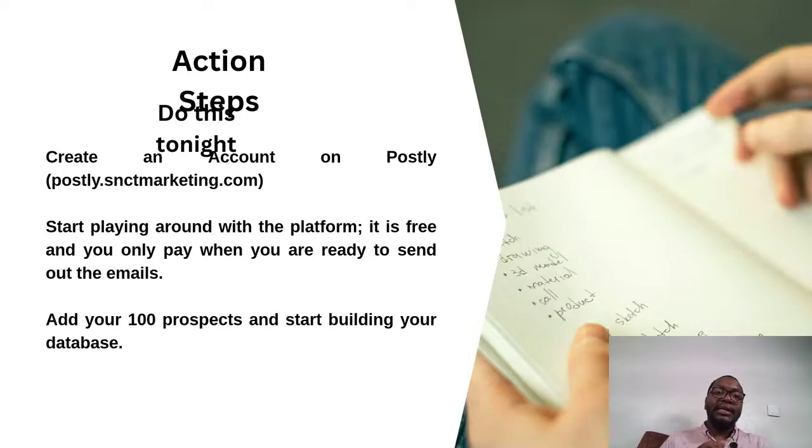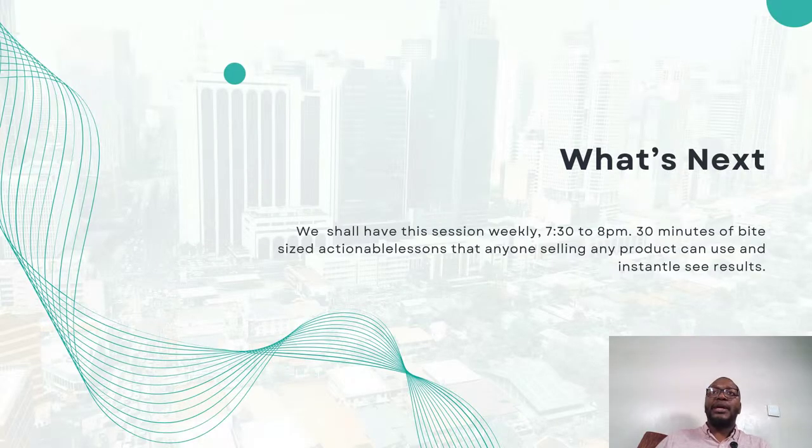So add your prospects into the system, create your email sequence, play around with it, start getting familiar. So again, the link is postly.snctmarketing.com. This is your homework for the week. I want you to understand different areas within the system, and you're only going to do that when you actually implement or start using it. So that is our homework for the week.